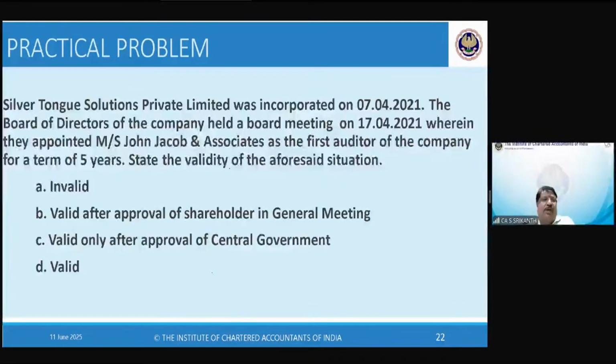See, these questions are meant only to ensure that you have grasped the point. Shagupta ji, valid after approval? No. The first auditor can be appointed by the board. See, the board of directors has approved. No need for further approval. Maybe you got this confused. I think you got confused.